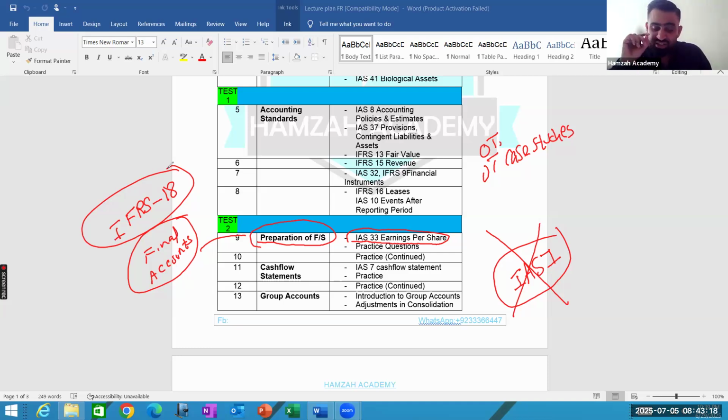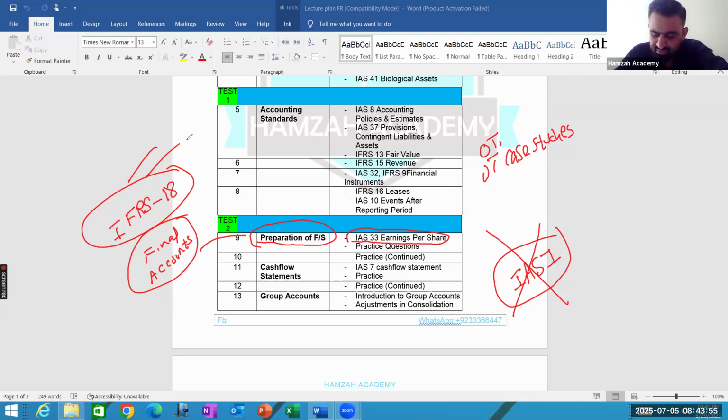There are significant changes in the format of the financial statements, especially in the preparation of the profit and loss account. We will learn that when we reach that area, but we will be learning this after covering all the accounting standards, because without accounting standards, we cannot conduct the preparation of the financial statements. Okay. And when we start the preparation of the financial statements, we will learn IFRS 18 as well.